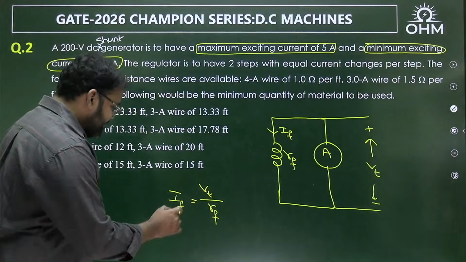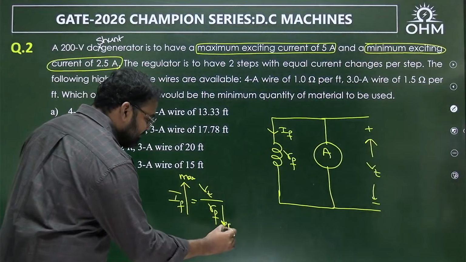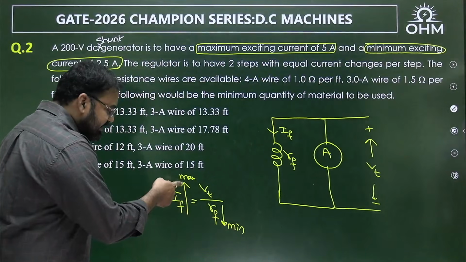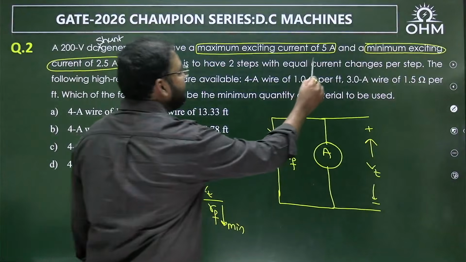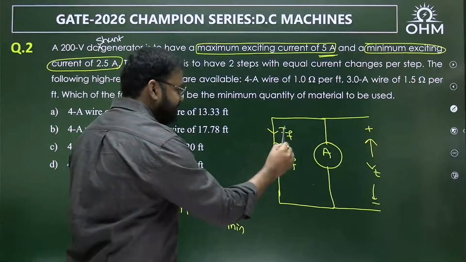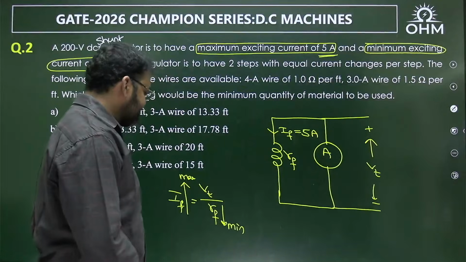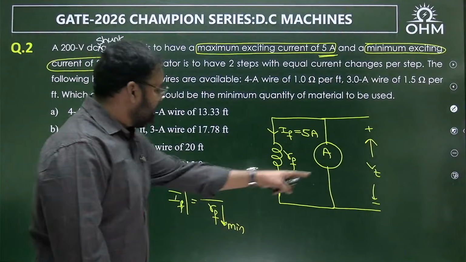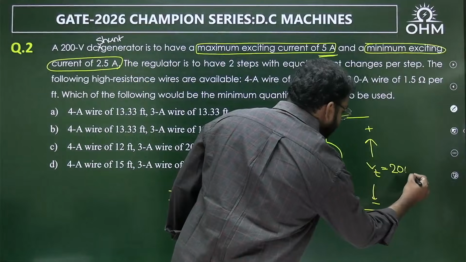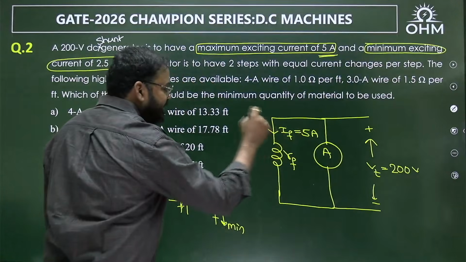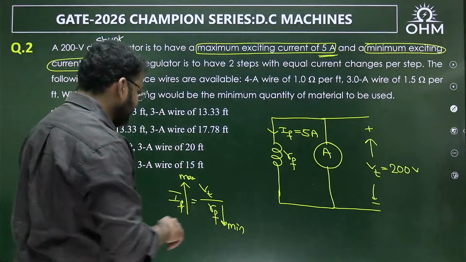According to this formula, field current will be maximum when this resistance is minimum, correct? And field current will be minimum when the resistance is maximum. What is the maximum field current? 5 ampere. For example, if the field current is equal to 5 ampere, then what is the field resistance? Yes, voltage is given already, right? What is the terminal voltage? 200. The terminal voltage was 200. Field current is 5. That means what is the field resistance? That is the minimum field resistance.